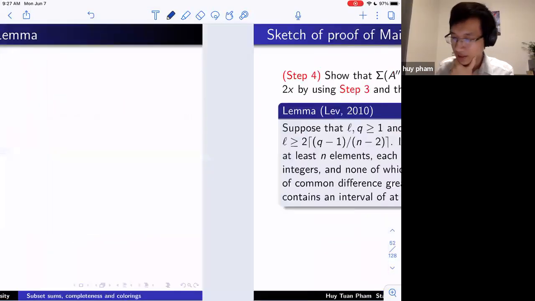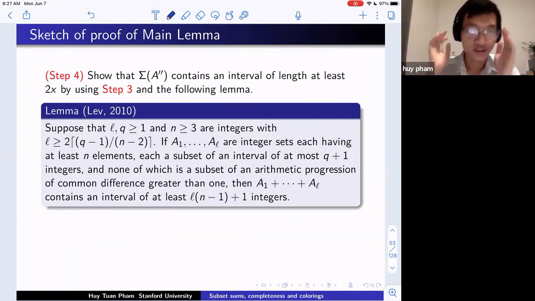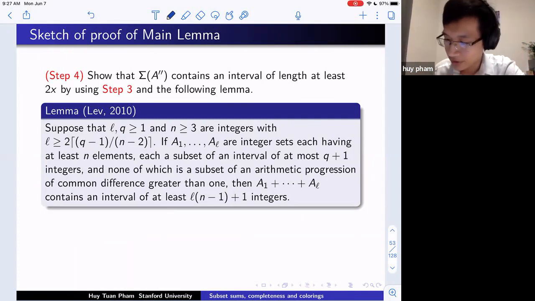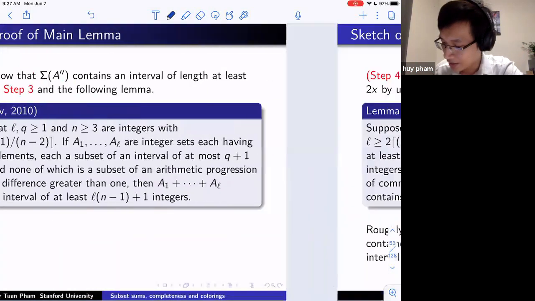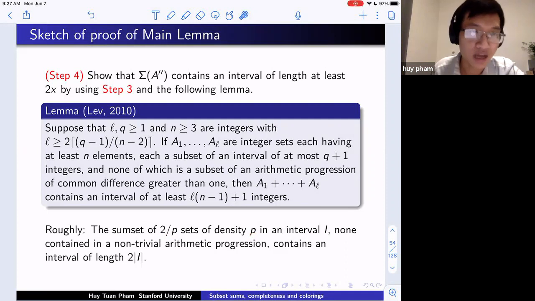Okay, so after that, we can come to the final step, which is just to sum together the sigma of Ai prime prime. There are L of those, all of which have large size, and we can easily find an interval so that sigma of Ai prime prime is dense in that interval. And we'll invoke the following result of Lev to show that the sum set of those L sets must contain a long interval. Roughly, the result of Lev shows that the sum set of 2 over P sets of density P in an interval I, with a condition that none of them are contained in a non-trivial arithmetic progression, so they cannot all be multiples of some fixed number, for example, has to contain an interval of length roughly 2|I|. And here for us, P will be an absolute constant.